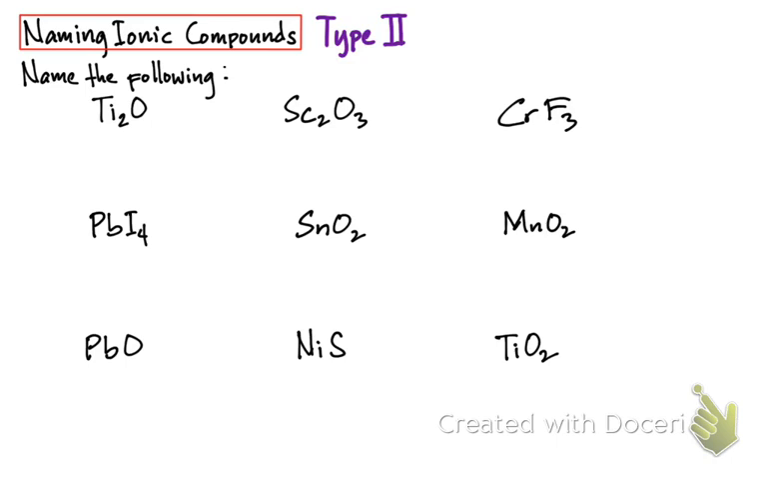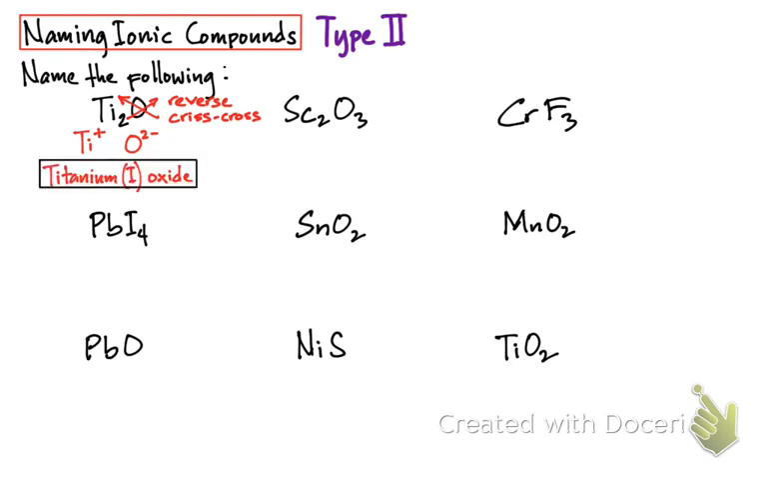So for Ti2O, when you reverse the crisscross, the oxygen will receive a superscript number 2, right? So reverse the crisscross, and then you have +1 for titanium. So you have an oxide ion and a titanium ion. And because this is a type II ionic compound, you will have to use Roman numerals to represent the charge on the transition metal cation, right? So we have a titanium cation here with a positive 1 charge, so that would be titanium 1 oxide.